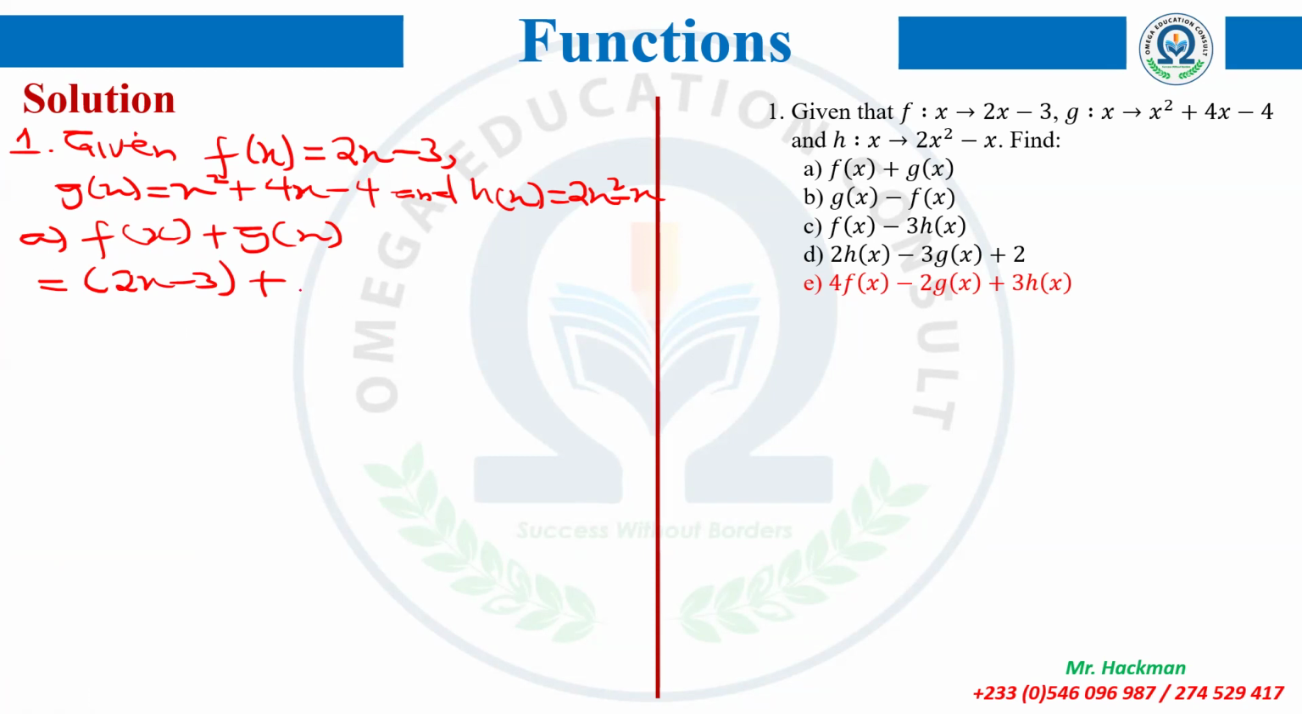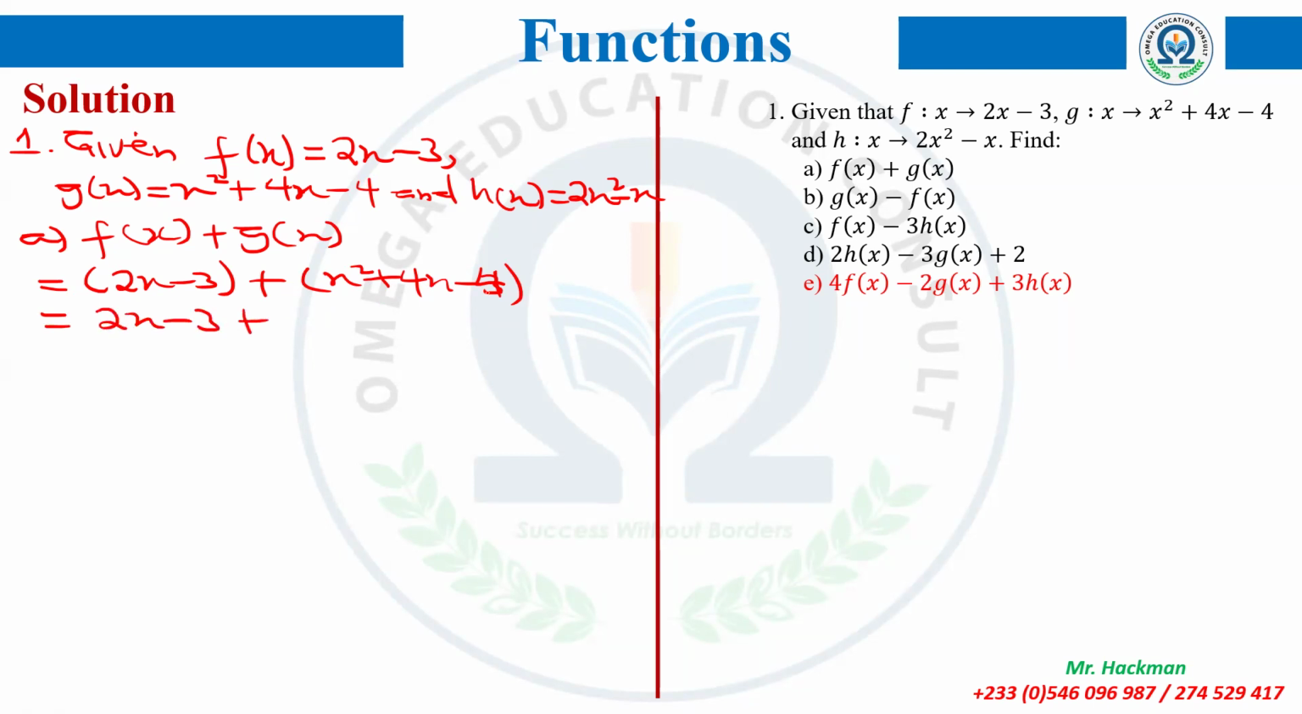So g of x, what is g of x? g of x, you know, is what we have here. So you also put that one in brackets: x squared plus 4x minus 3. Oh, sorry, minus 4, forgive me. Then now you come and remove the bracket. This is times 1, so it will give you 2x minus 3.